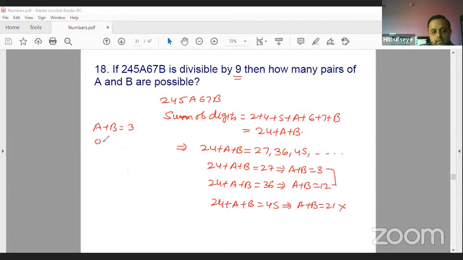One is A is 0, B is 3. Second is A is 1, B is 2. Third is A is 2, B is 1. Fourth is A is 3, B is 0. That means in this case, we have 4 possibilities for A and B.